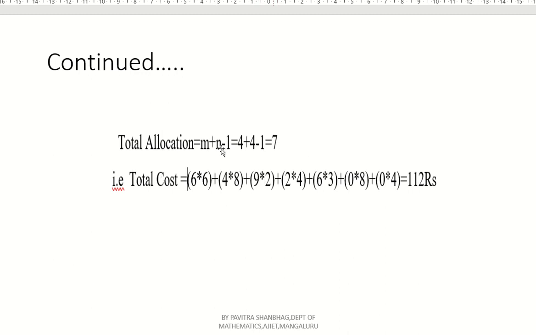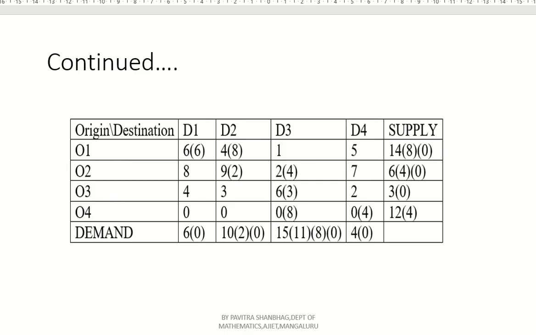So we will get 7 allocations in the table. What are those 7? Look here. Whatever I have written in brackets, those are the allocations. You only have to consider these, not the supply and demand. This is the 1st allocation, this is the 2nd, this is the 3rd, this is the 4th, this is the 5th, this is the 6th, and this is the 7th allocation.